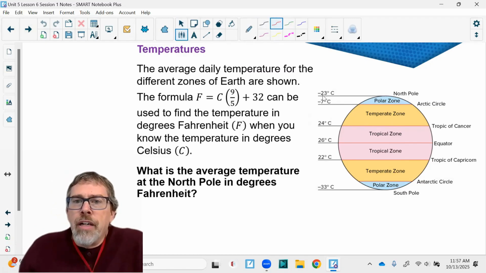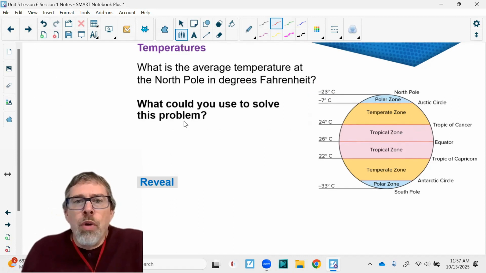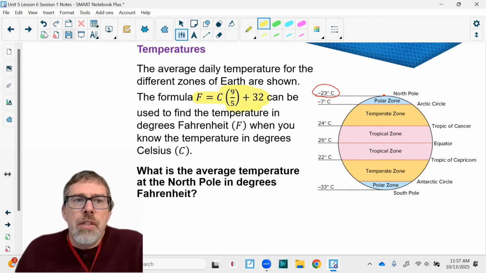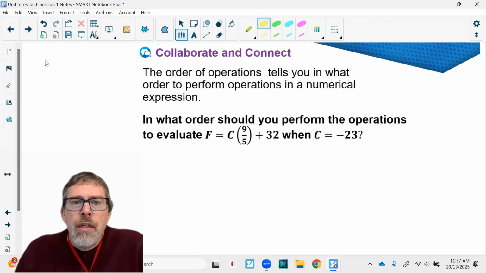So if we look at the diagram here, they give us the temperatures in Celsius. And the North Pole's average temperature is 23 below 0 Celsius. And the question's asking, what would that temperature be in Fahrenheit? So what could we use to solve this problem? Well, we have to use a formula, and that's always step one. So let me highlight this. Always, always, always, step one, write the formula. So I'm going to write F equals C times 9/5 plus 32. Okay? So there it is right here.